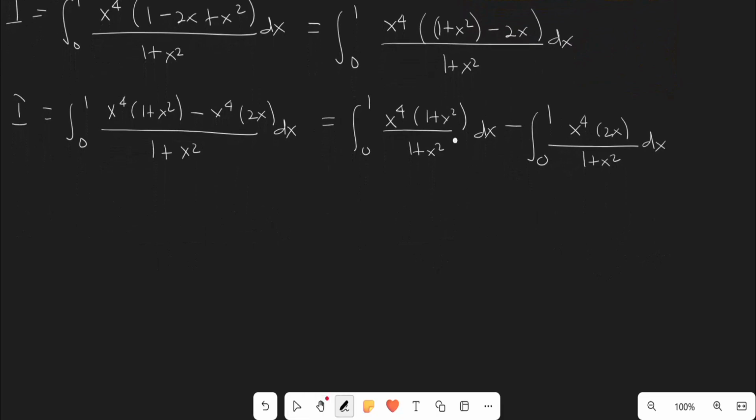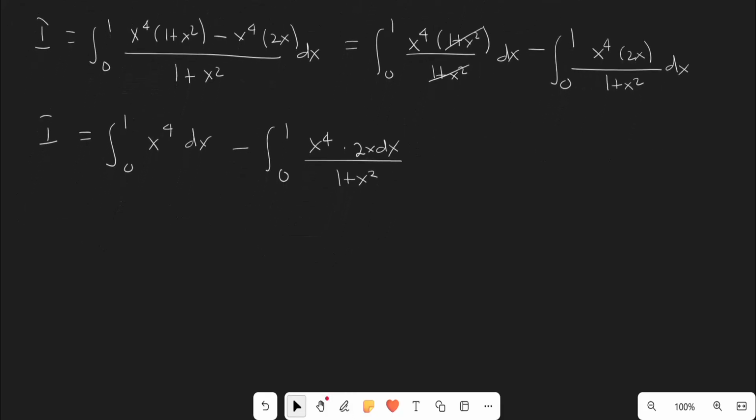So the first one, the 1 plus x squared cancels out, and I is equal to the integral from 0 to 1 of x raised to the power 4 dx minus the integral from 0 to 1 of x raised to the power 4 times 2x dx all over 1 plus x squared, like this. So the first one is really trivial. That is 1 over 5 x raised to the power 5, from 0 to 1, minus the second one. I'll just write it as it is, and then I will simplify it later on: 2x all over 1 plus x squared dx.